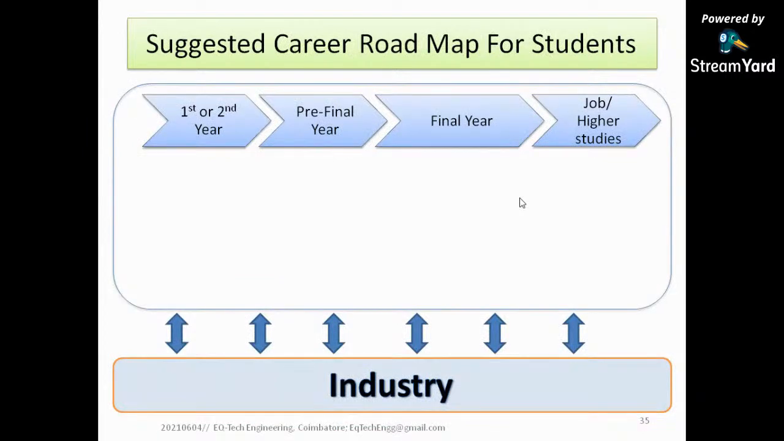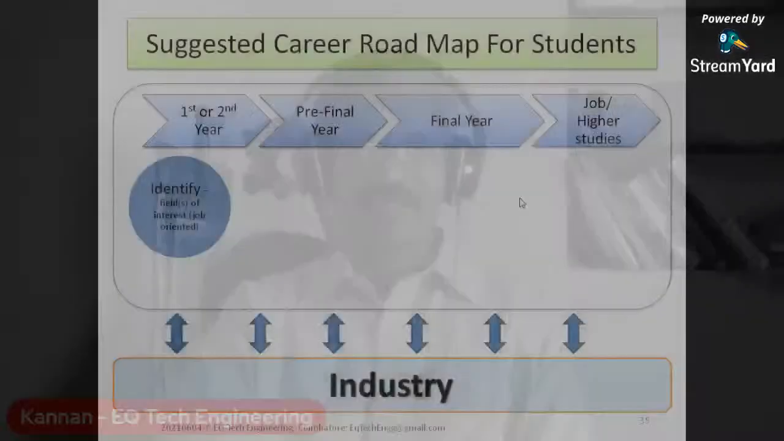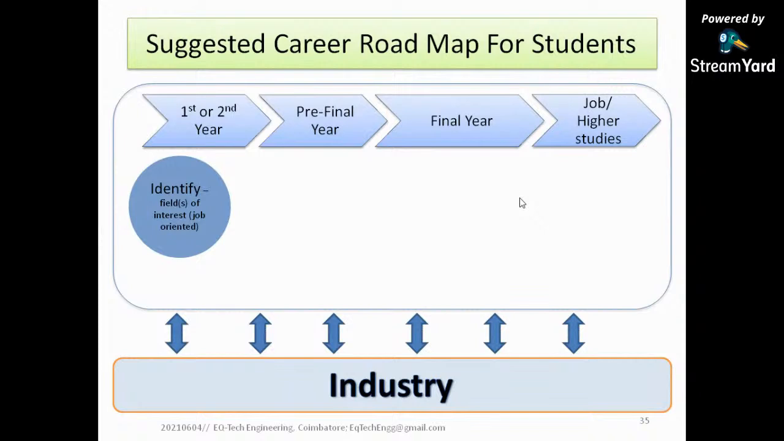So we suggest this career roadmap for students. Early engagement is important for a student for a successful career. We have to identify the field of interest. It can be one field or different fields. For example, plant design and construction is one field. It can be automobile, aerospace, FEM or FEA. It can be another field. So please identify the field of interest.